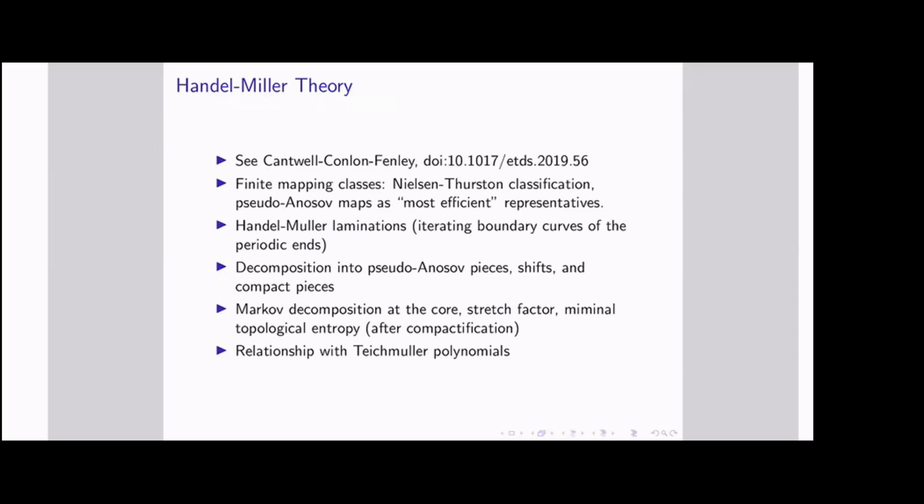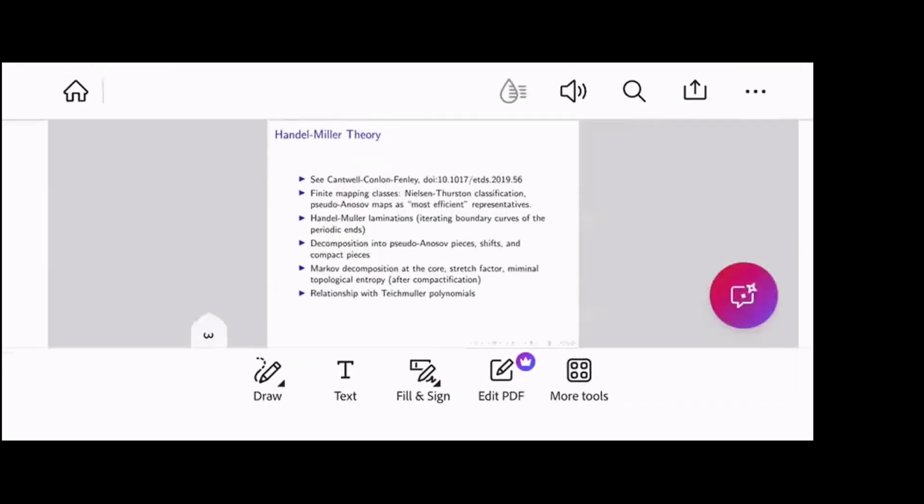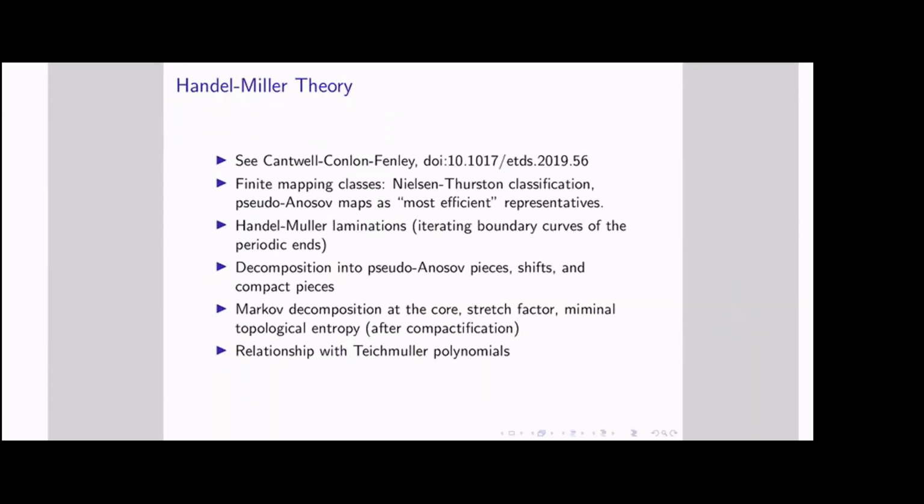And the topological entropy can be calculated because, as I said earlier, all the entropy is really happening inside the core, and the core has a finite Markov decomposition. So the topological entropy can be calculated using that finite Markov decomposition, and in particular, it's going to be the log of some algebraic integer. Furthermore, it's going to be the log of a weak Perron number. And that number is called the stretch factor of this end-periodic mapping class.